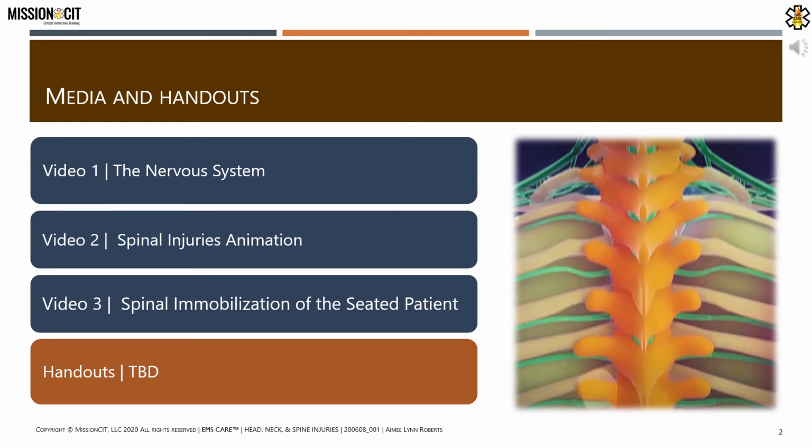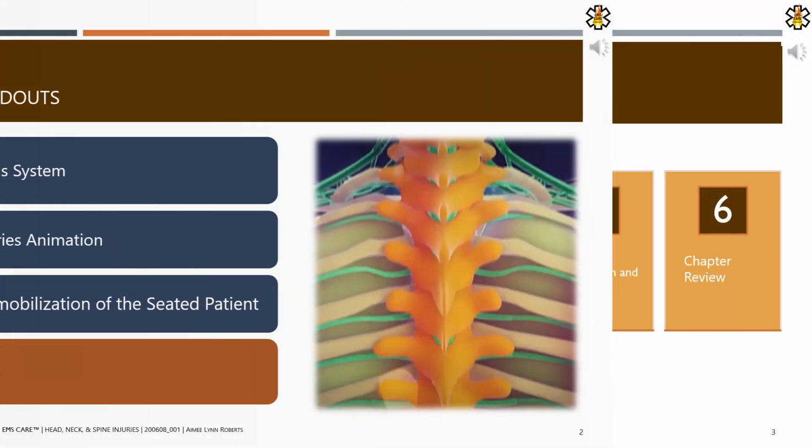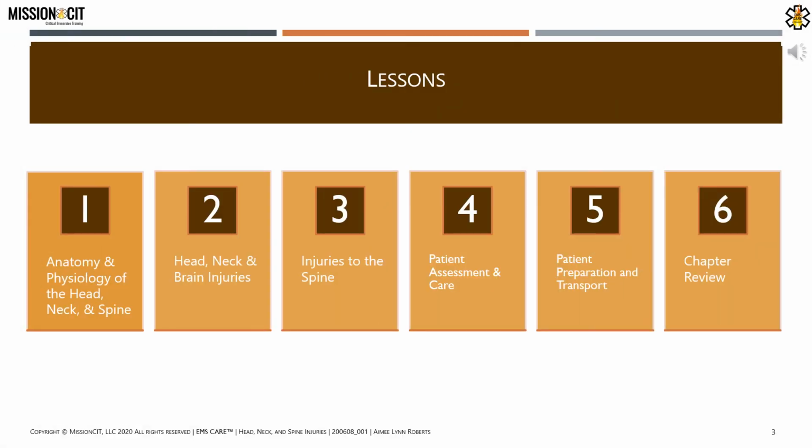Thank you, Justin. So, there are 3 videos during this topic. The first video, called The Nervous System, will be shown after the lesson on the anatomy and physiology of the head, neck, and spine. The second video, A Spinal Injuries Animation, will be presented after Lesson 3, Injuries to the Spine. And the third video, Spinal Immobilization of the Seated Patient, will be available after Lesson 5, Patient Preparation and Transport.